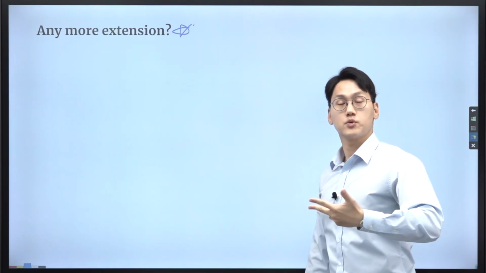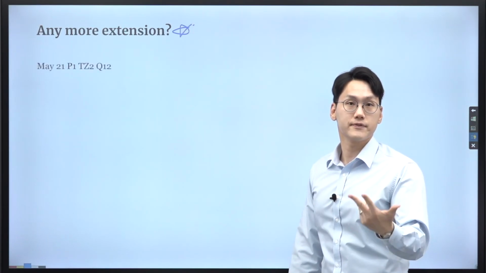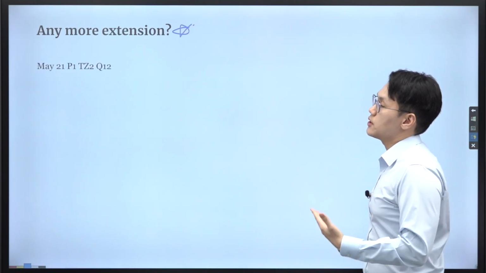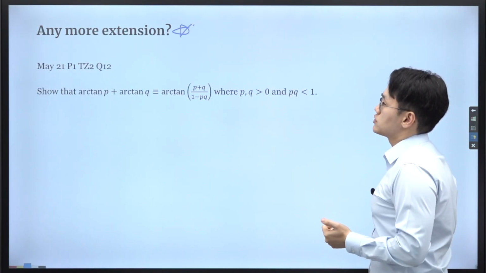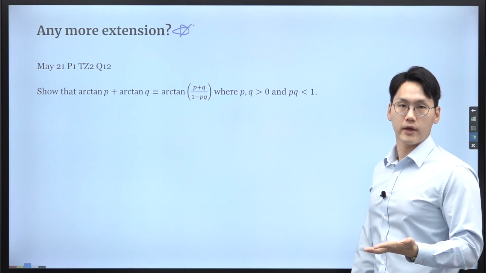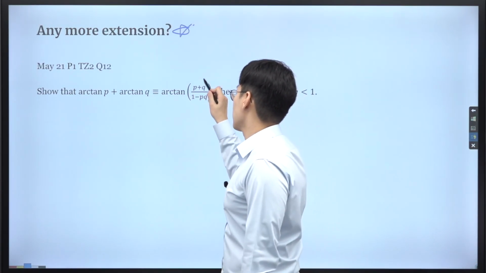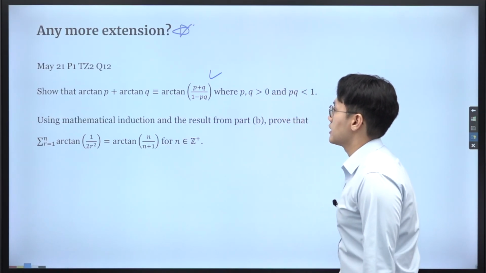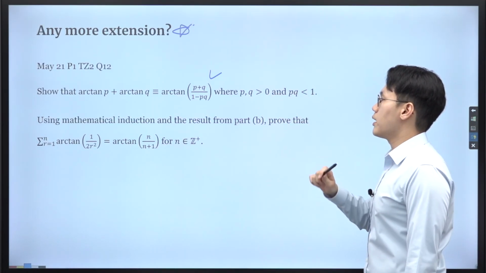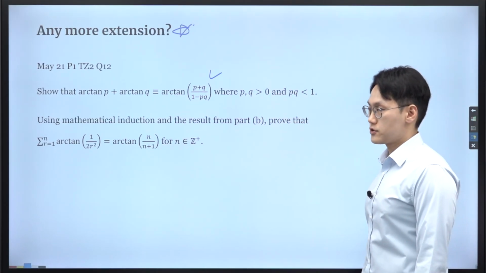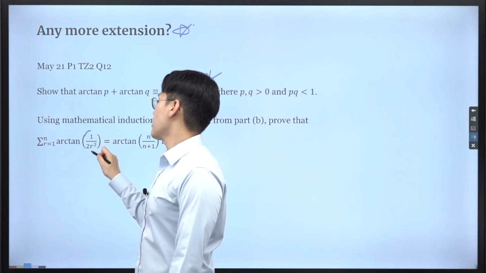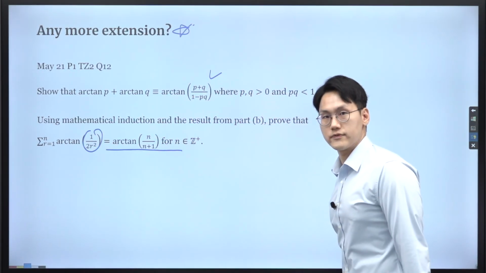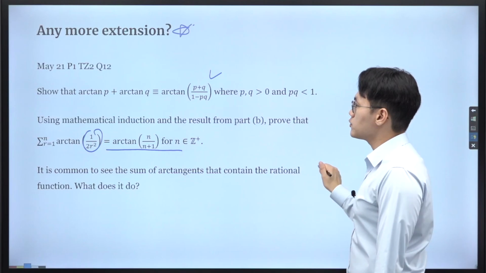But number 3 is, why do we see so many questions like that? In fact, not only the November 2022, but also in May 21, you see the same question over and over again. In this recent exam question, you also had to prove the compound angle identity with the arctangent, somewhat adding the arctangent of this rational form becoming a rational form of the arctangent. Okay, why do we see that often?